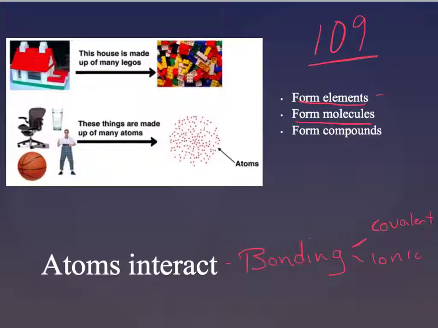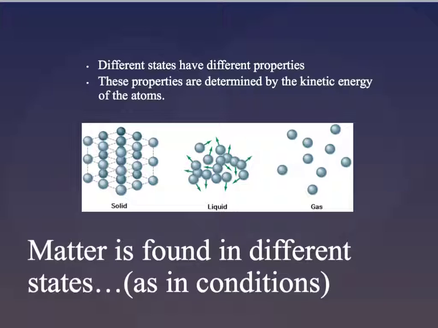They also form molecules and form compounds when we mix up different kinds of atoms and create different things. Now, matter can be found in different states. You've learned about this since early elementary school, so I won't spend too much time on it. But these different states have different properties.